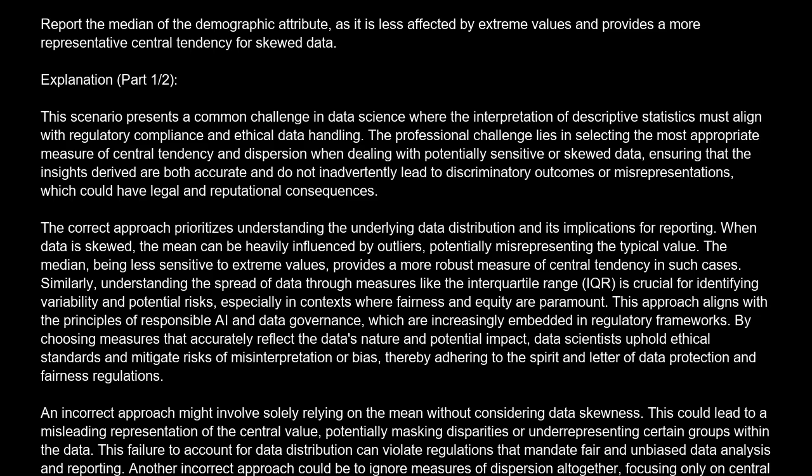An incorrect approach might involve solely relying on the mean without considering data skewness. This could lead to a misleading representation of the central value, potentially masking disparities or underrepresenting certain groups within the data. This failure to account for data distribution can violate regulations that mandate fair and unbiased data analysis and reporting.